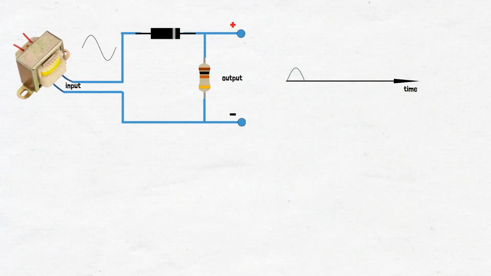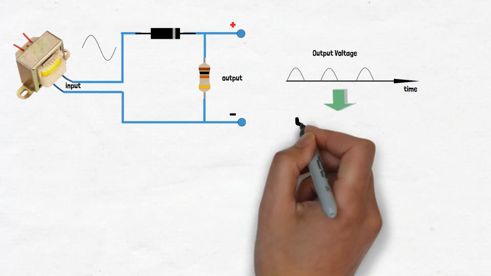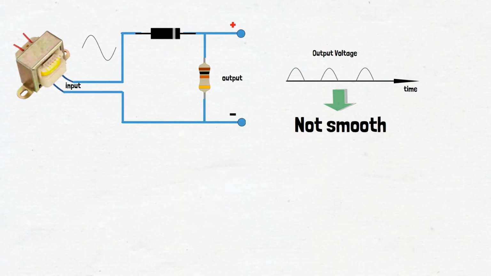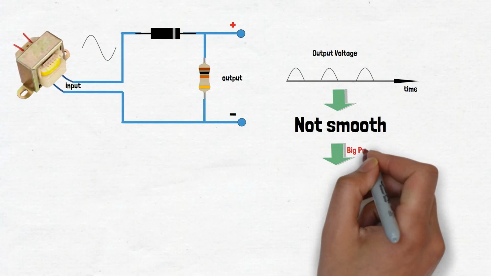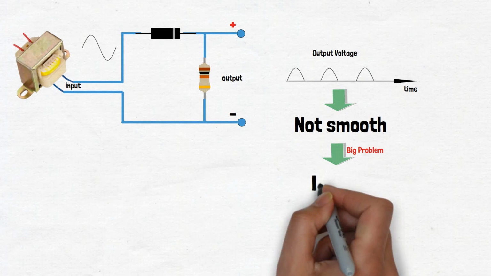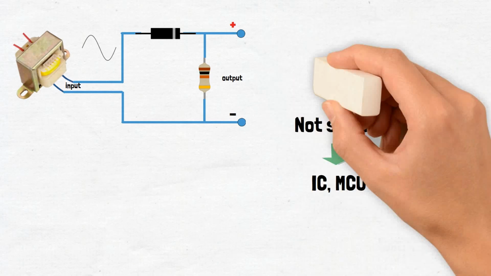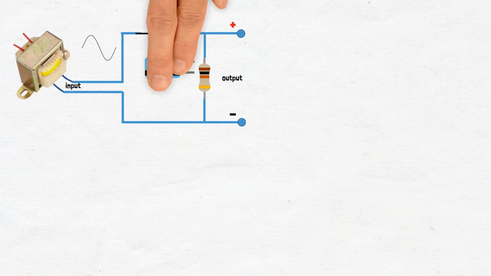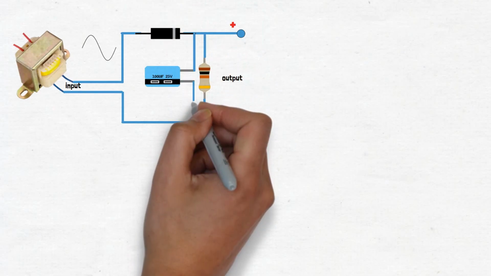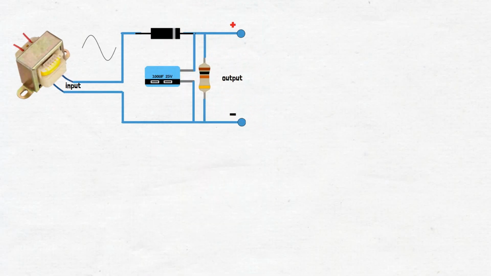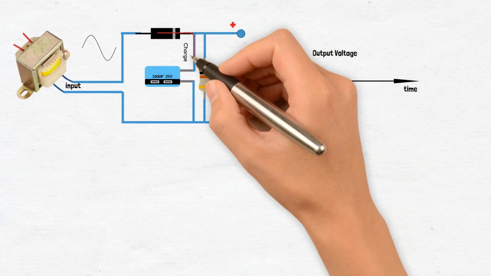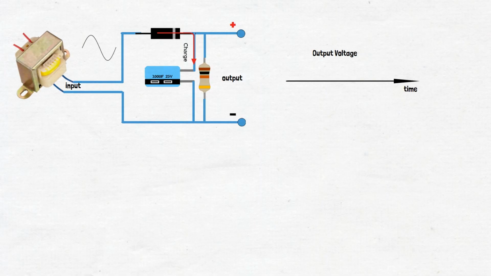Returning to our circuit, although the output voltage is DC, it is not smooth. This is a big problem with many circuits, IC or MCU. To achieve a smoother output, a capacitor can be added to the circuit. Let's analyze this. When the capacitor is connected behind the diode, the rectified current charges it, causing the capacitor voltage to rise to the peak voltage.